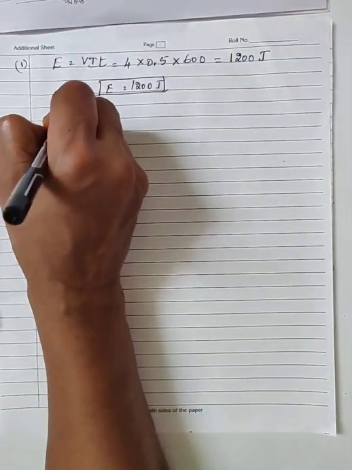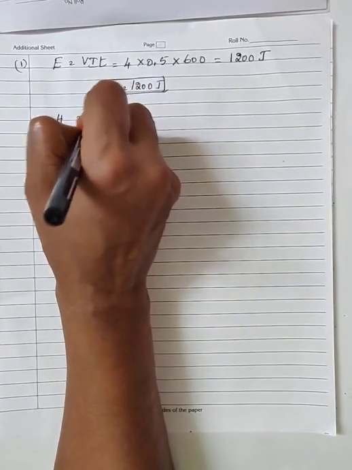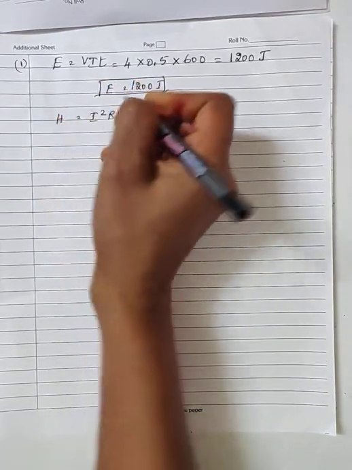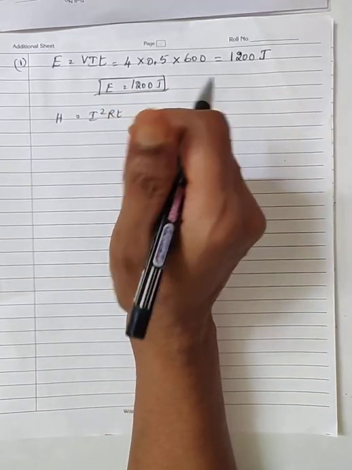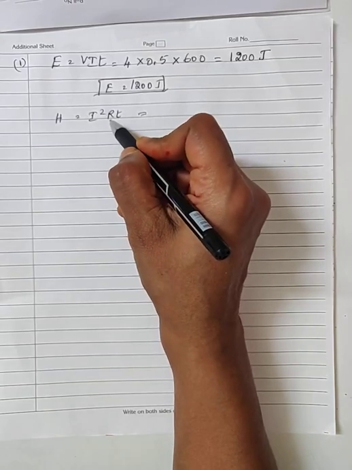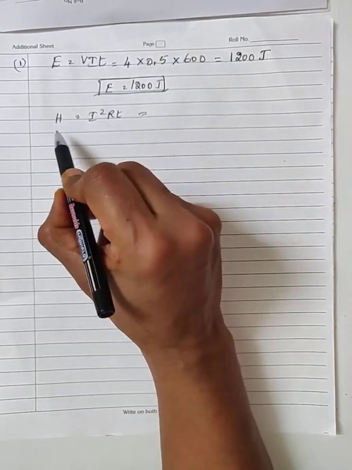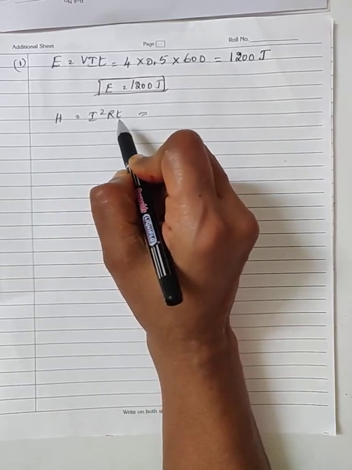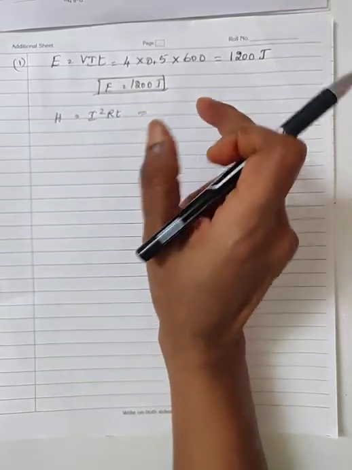So the energy dissipated in the bulb in 10 minutes, H is equal to I squared RT. This we are writing from Joule's law of heating. Joule's law of heating states that when a current of I ampere flows through a conductor of resistance R ohm for a time period of t seconds, then the heat generated in the conductor is given by H is equal to I squared RT. This is the statement for Joule's law of heating.